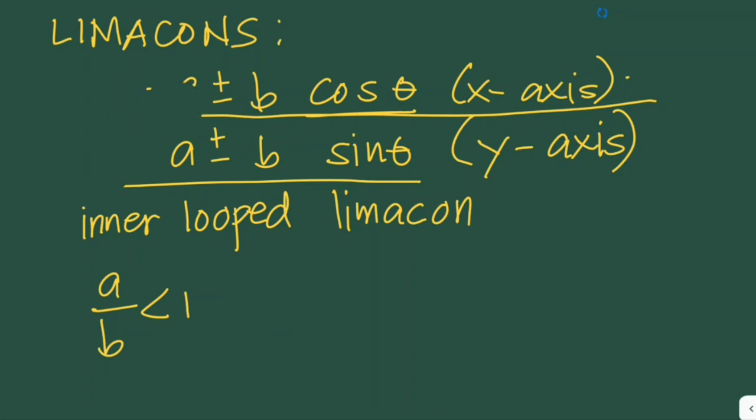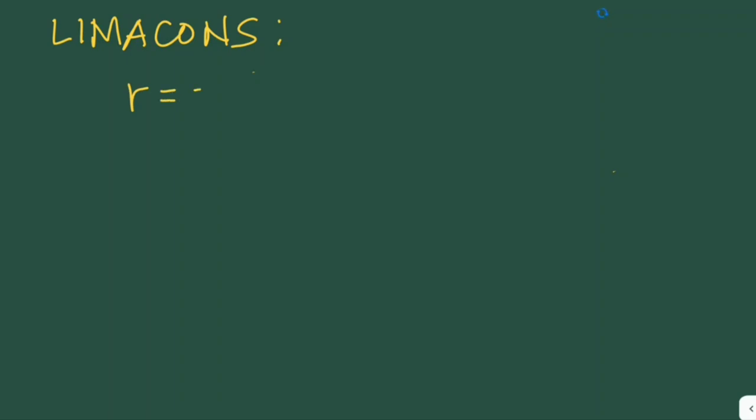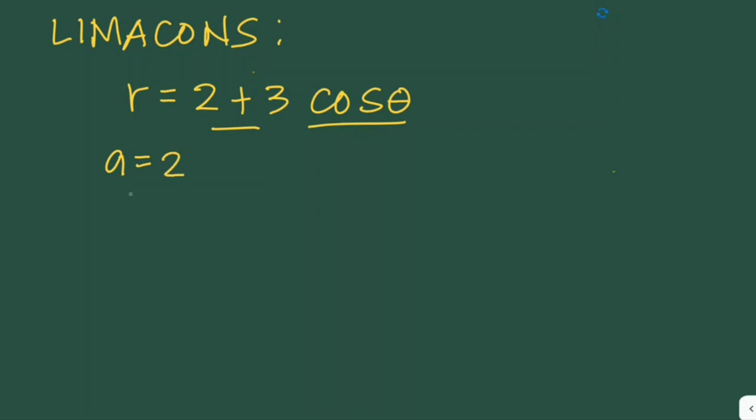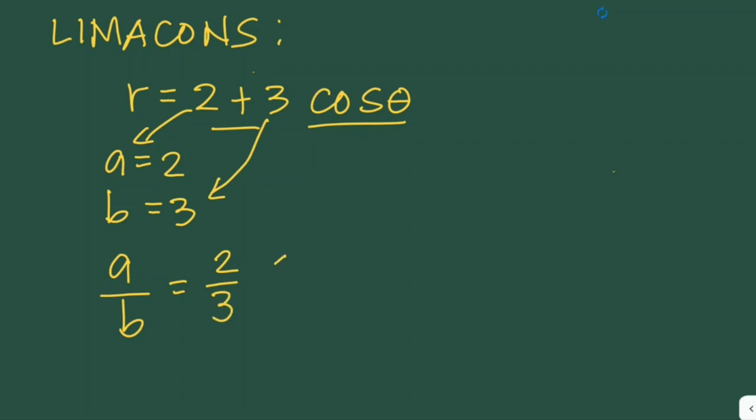Say for example, r equals 2 plus 3 cosine theta. Since this is cosine, our graph could be facing towards the left or the right. And this is positive, so our graph would be facing towards the right. Now let's get the ratio of A and B. Our A here is equal to 2, and B is equal to 3. So the ratio of A to B is just 2/3, which is less than 1. Since it is less than 1, the graph of this is an inner looped limacon.